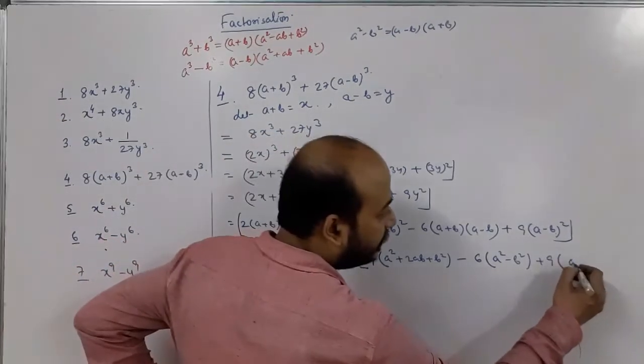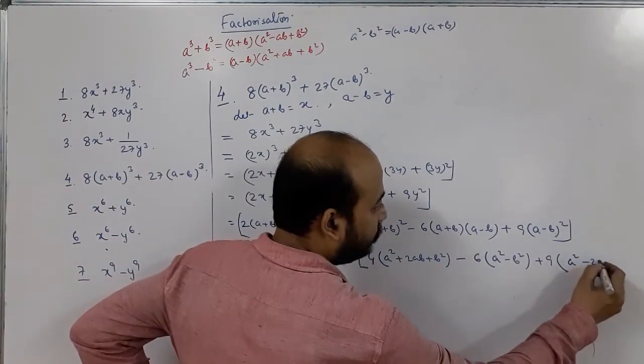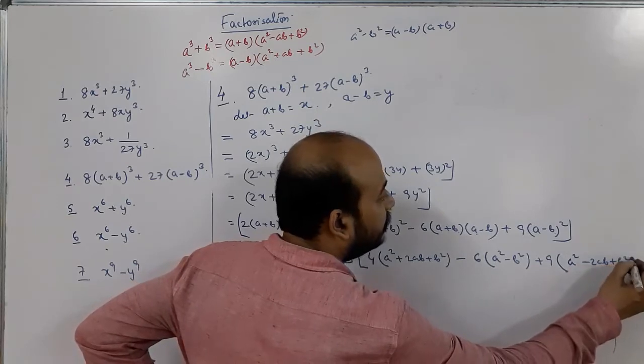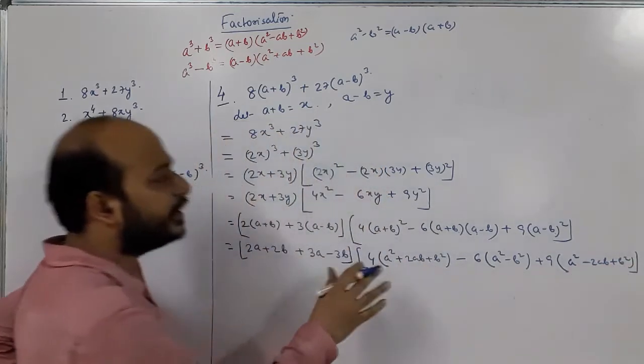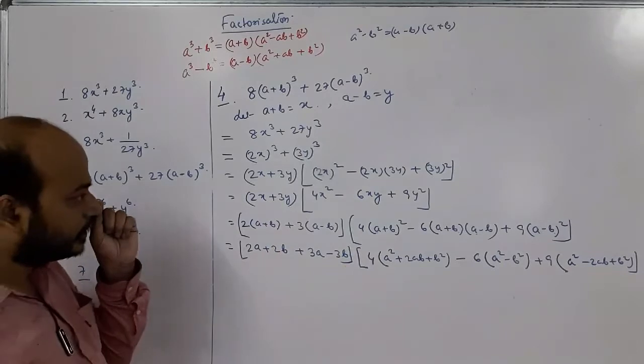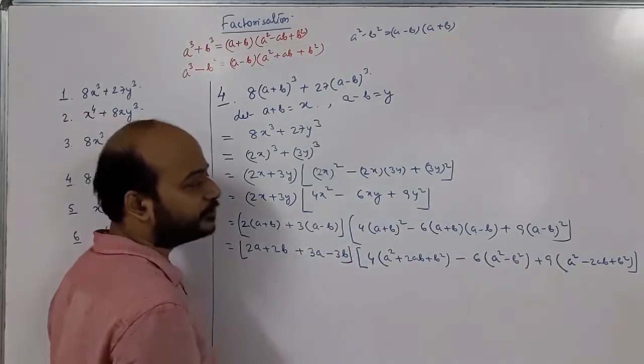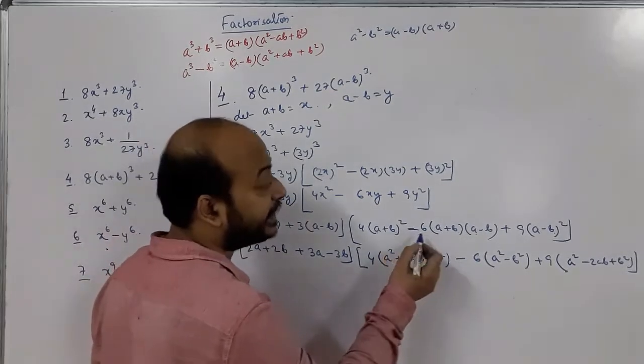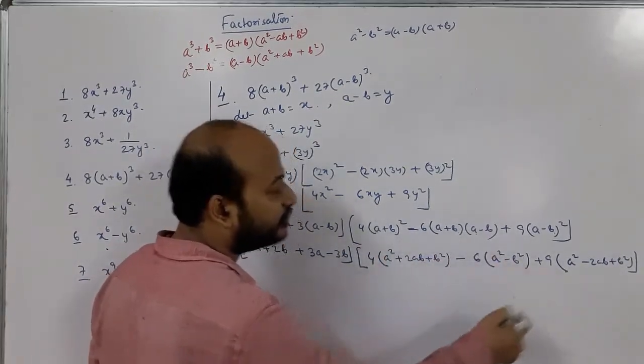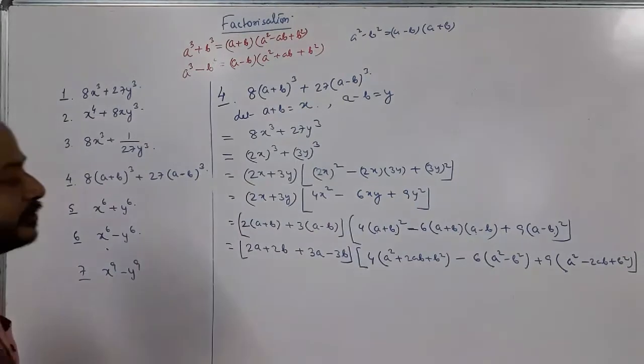So what we write? a square minus 2ab plus b square. Okay, the sum is not very hard, but it is a little bit long. Only that is the problem. So you should just do it properly. Take care about the sign. Do the multiplication properly. Then there will be no problem.